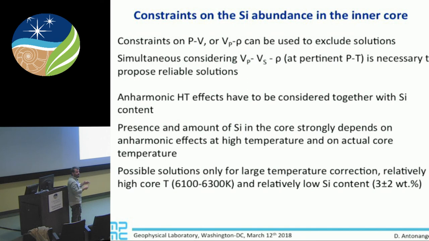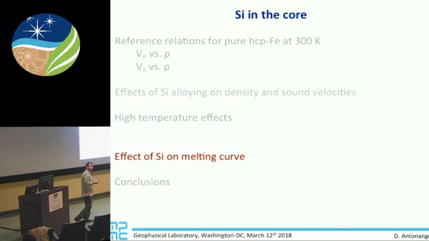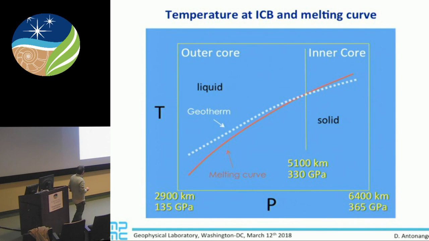But if you want to converge on a solution, we need to simultaneously consider VP, VS, and density at pertinent pressure and temperature conditions. Anharmonic effects at high temperature have to be considered together with silicon content, or in general light element content, as a trade-off between the two. The possible presence and amount of silicon in the inner core strongly depend on the way we model this anharmonic effect and the actual core temperature. So a possible solution exists only when we take a large temperature correction, relatively high core temperature, and relatively low silicon content.